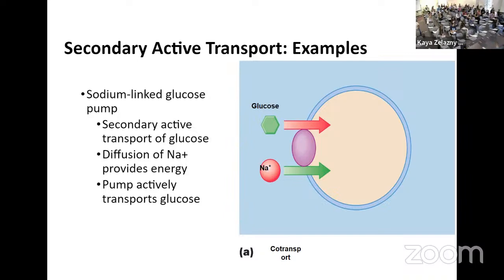Questions about this setup and link between our primary active transport and our secondary active transport?